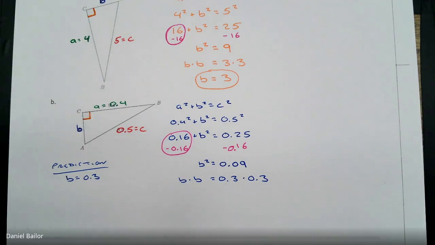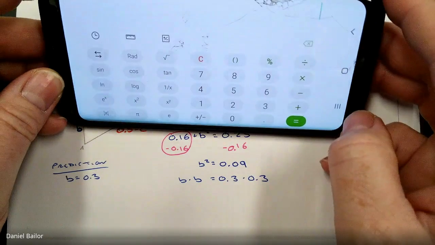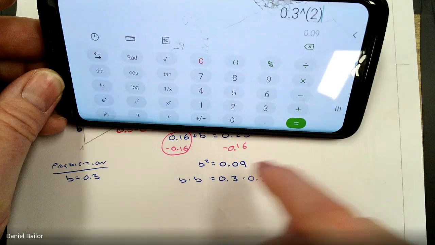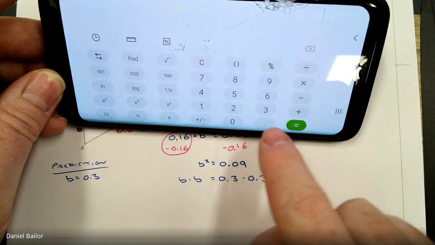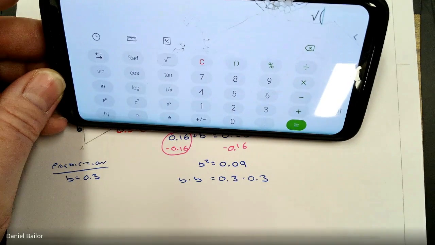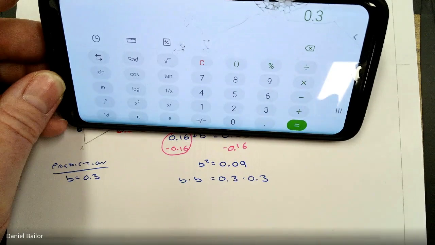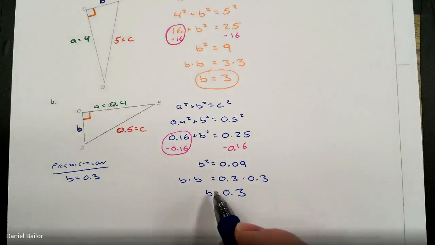If you do not believe me, get out your scientific calculator or get out your phone and open the scientific calculator function. Just like right here. You can type in 0.3 and then click the square button, and you get 0.09. Or you can work backwards, and you can find the square root button, which looks like that. Square root of 0.09, 0.3. So we know that B is going to be 0.3. My prediction was correct. That's our answer.